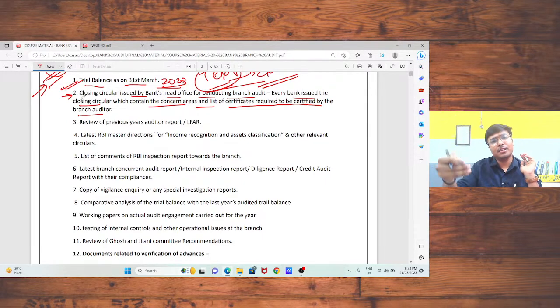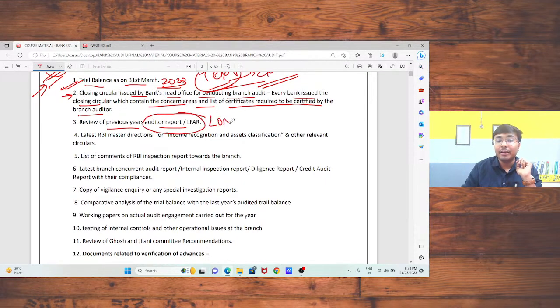Just check what circulars are required and what certificates are required, and plan your audit accordingly. Review the previous year auditor's report and LFAR. Sir, what do you mean by LFAR? Long form audit report.